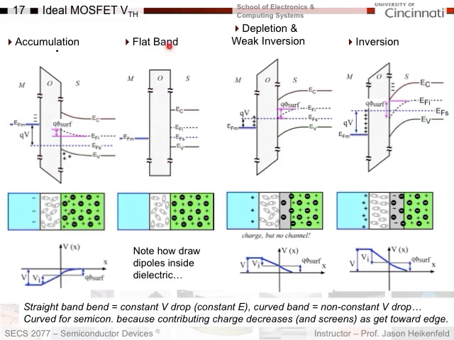Here's flat band, right? Fermi levels line up, no voltage is applied, therefore there's no electric field across the oxide, lines are straight, and also there's no net charge on either side, right? Again, look over here, no net charge. The number of negative charges is canceled out by the number of positive charges, okay? Also, I want you to look in here briefly and look at how I draw the dipoles inside the dielectric.